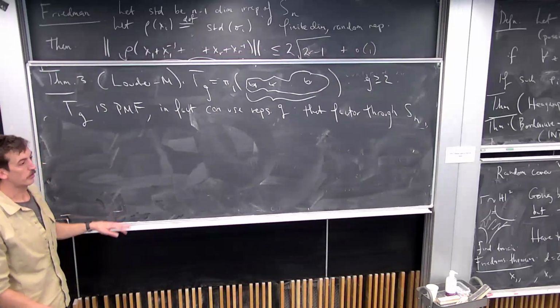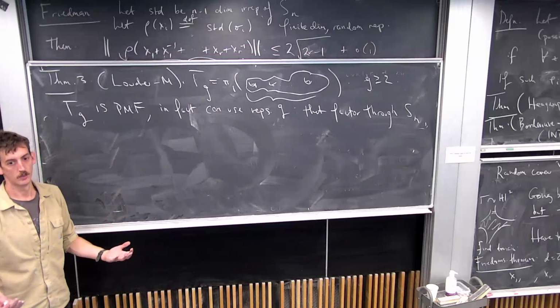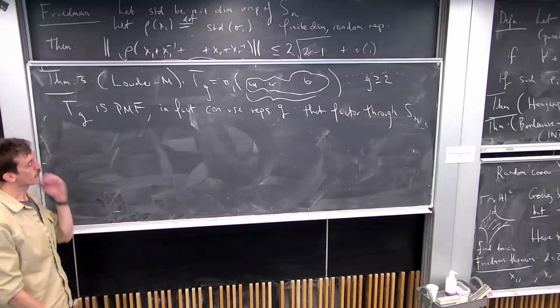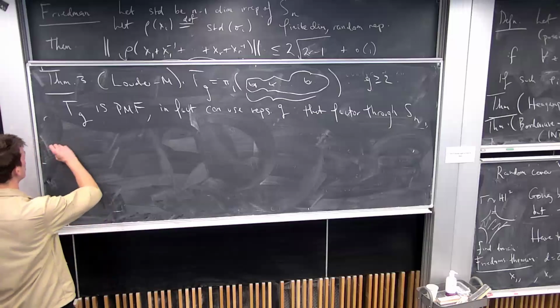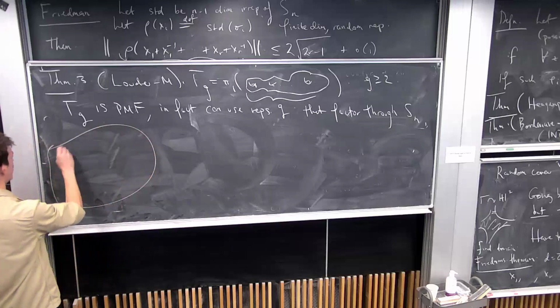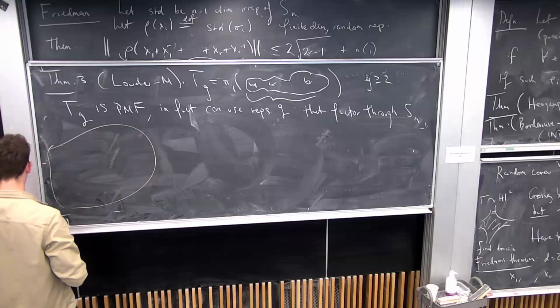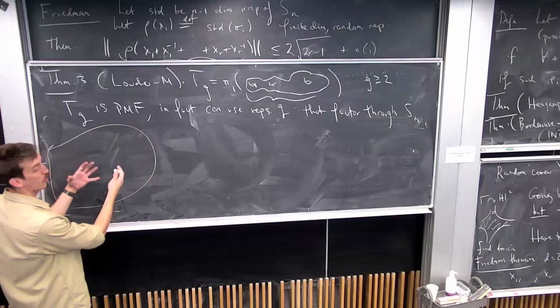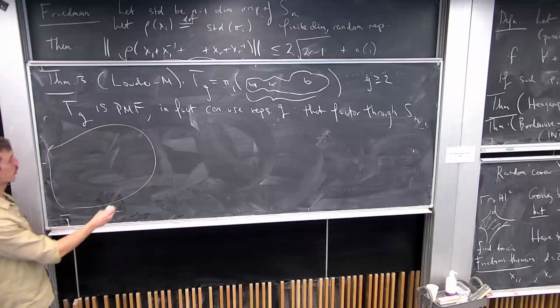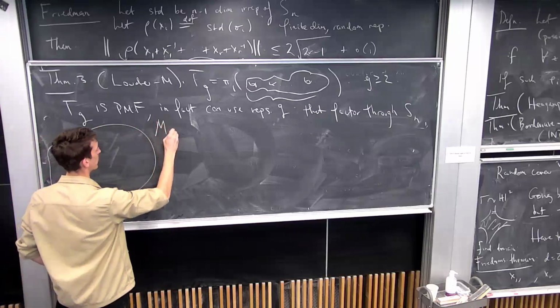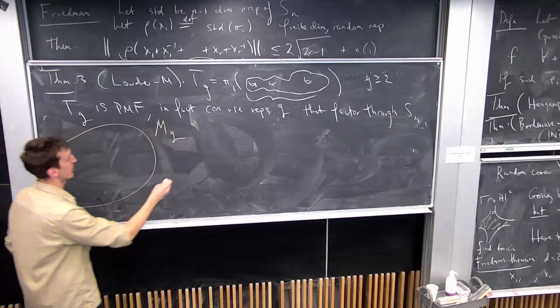What does this give you? Well, it gives you another proof, but it gives you something better. So let me explain what the better thing is. You can look at all the genus g hyperbolic surfaces, right? So there's a moduli space, M_g. It's the moduli space.